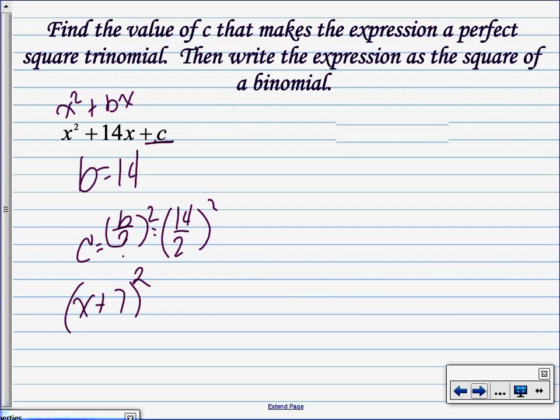Okay? I thought that when I wrote it, but then I thought, no, that's okay. Yeah, c equals 49. Oh, yeah. Do this one.